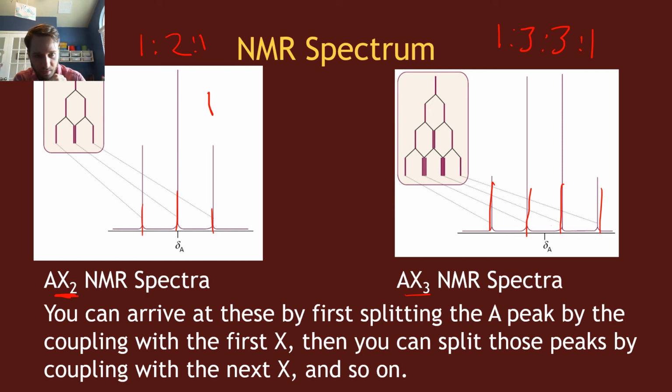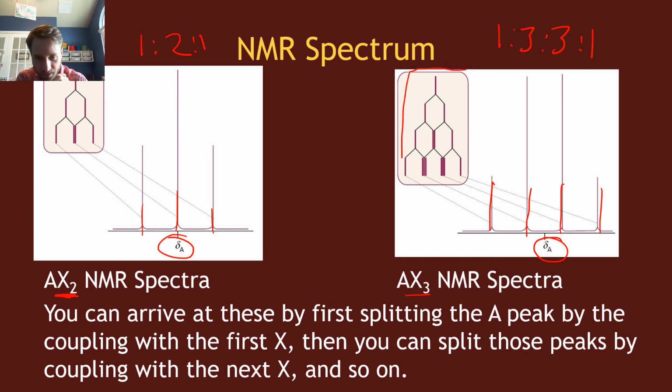And it depends on how many identical atoms are coupling to the nucleus A that you're studying. Here I'm just focusing on the chemical shift for atom A. If I have two identical X atoms that couple, that splits it into three peaks, and if I have three X atoms, it splits into four, and they have very unique peak height ratios.